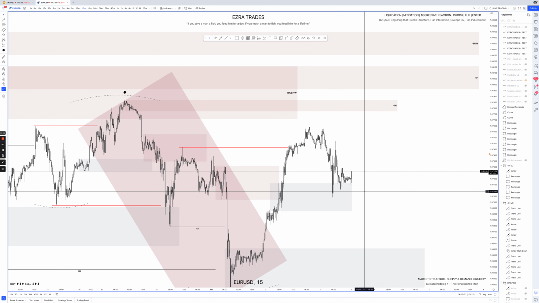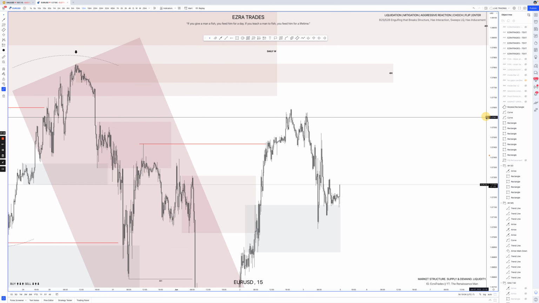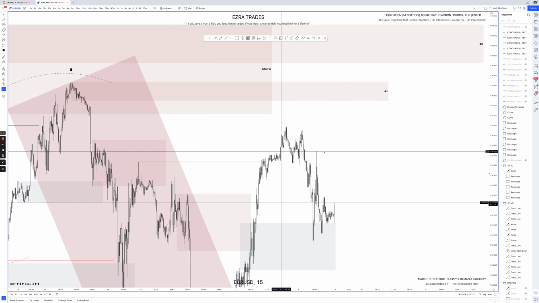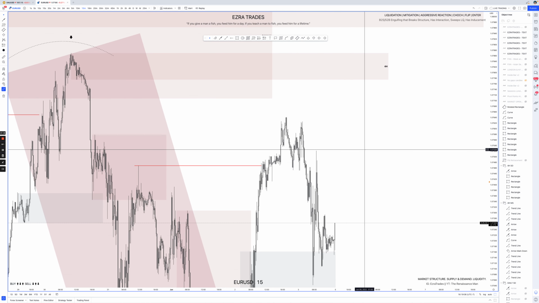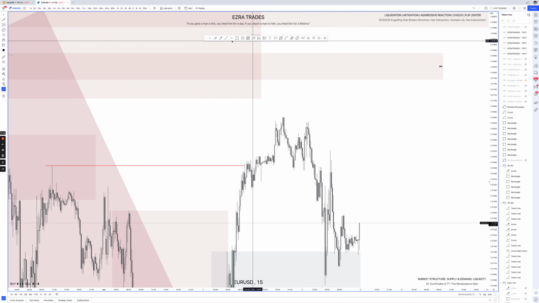So what I'm going to do is I want to understand current structure. So heading into this peak, I want to know where we got that change of character that shifted price bearish. So for example here, I can see that we make this, we break to the high.